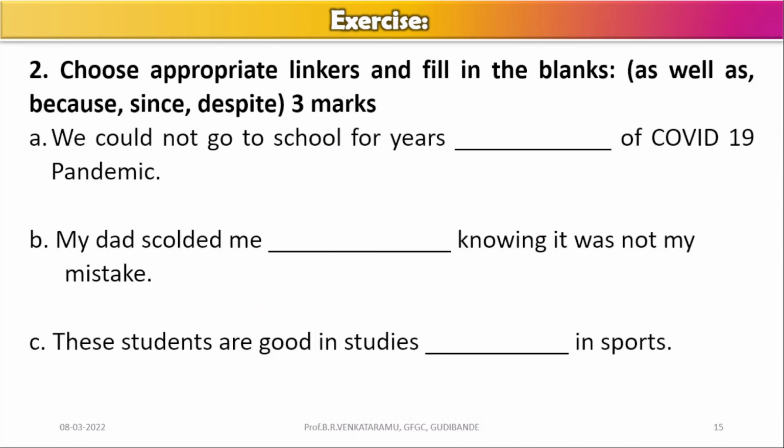Well, let's move on to the second exercise. It's kind of the same as what we have done previously. Here is an example. The first example is, we could not go to school for years, blank, of the COVID-19 pandemic. For this one, because of can be used. Come to the second sentence. My dad scolded me, blank, knowing it was not my mistake. For this sentence, the most appropriate linker is despite. The third sentence. These students are good in studies, blank in sports. Well, for this as well as can be used.